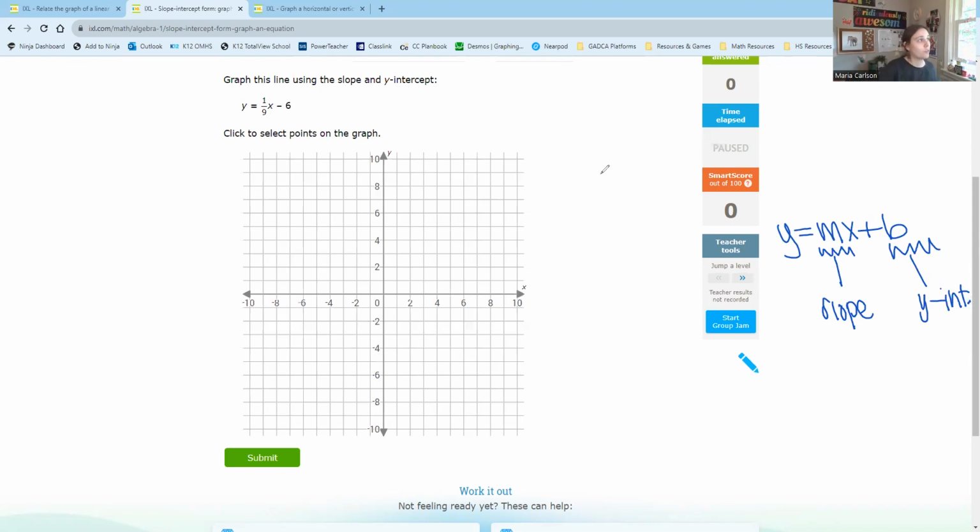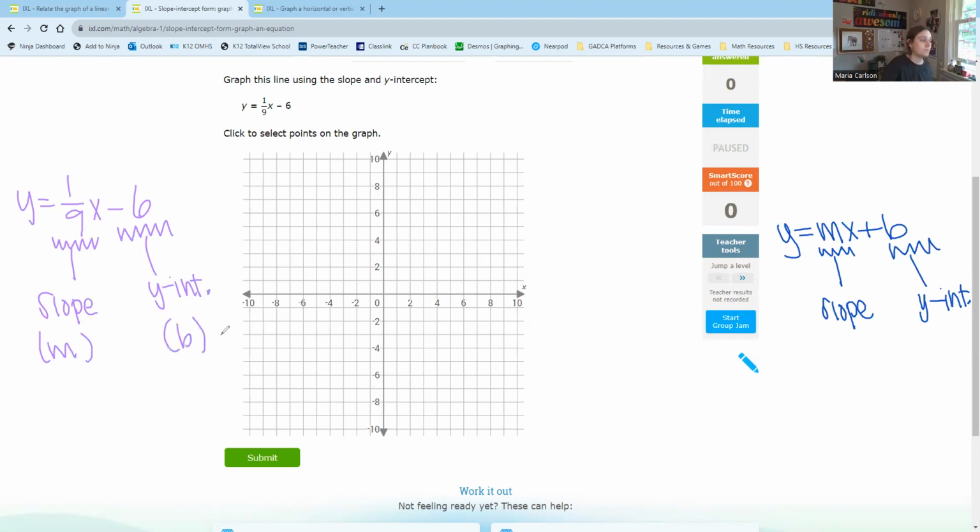So if I want to graph the line y equals 1/9 x minus 6, I know that the number in front of x is my slope or my m value. And the number here, including the sign in front of it, is my y-intercept or my b value. So to graph equations in slope-intercept form, there's really 2 to 3 simple steps.